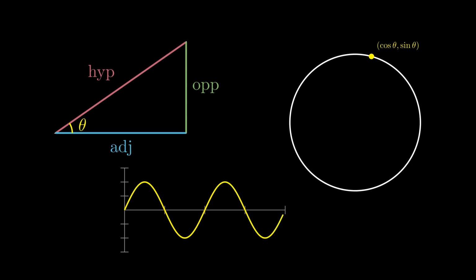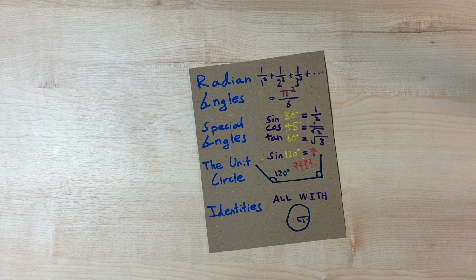So in this video, I want to present to you the foundations of trigonometry by demonstrating where the ideas originate from and what we can do with these tools. Specifically, I want to talk about radians and why pi appears everywhere, the special angles and why they're special, the unit circle and how it lets us compute for angles greater than 90 degrees, and how almost all identities can be inspected with the unit circle.